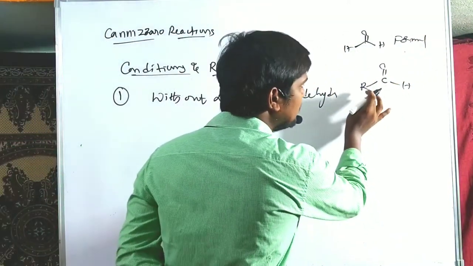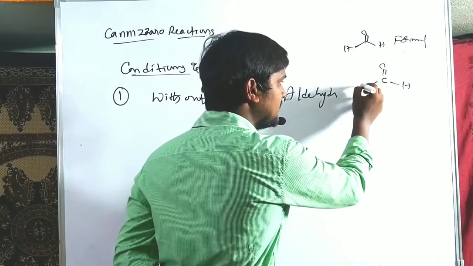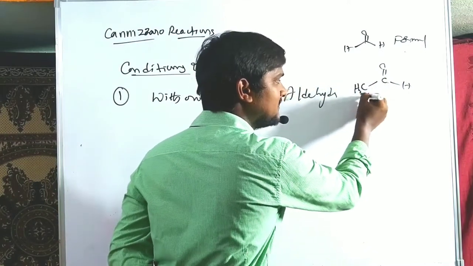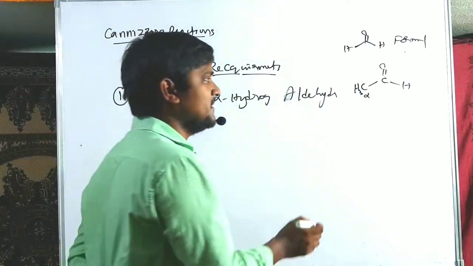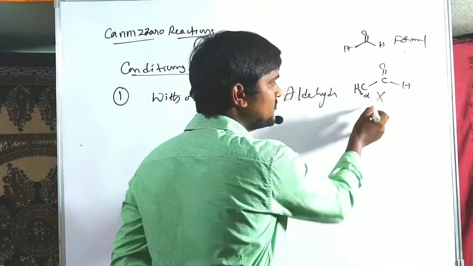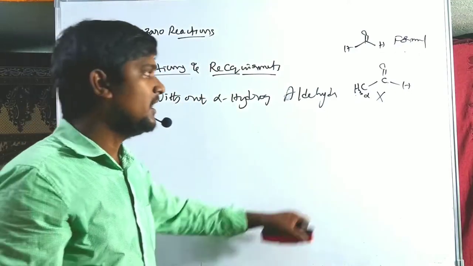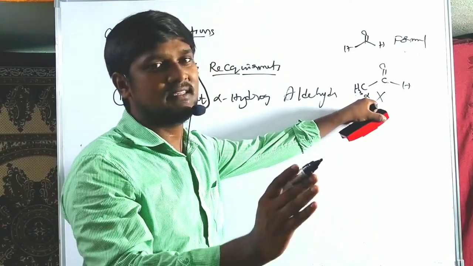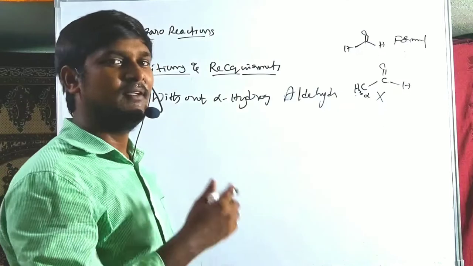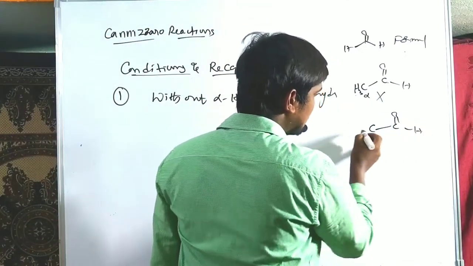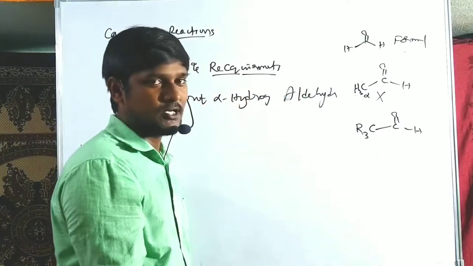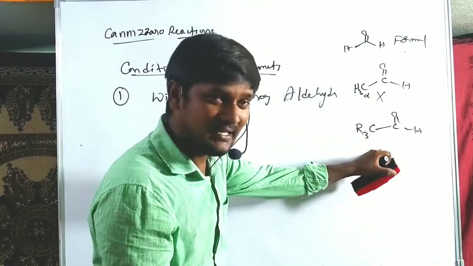Whenever it has an R group, here it is methyl. The carbonyl adjacent position is called alpha. If the alpha carbon has hydrogens, here three hydrogens are there, it is not used in the Cannizzaro reaction. If alpha hydrogens are present, then it is called aldol condensation, not the Cannizzaro reaction. Where there is a trialkyl substituted carbon, there is no hydrogen, so it is useful.